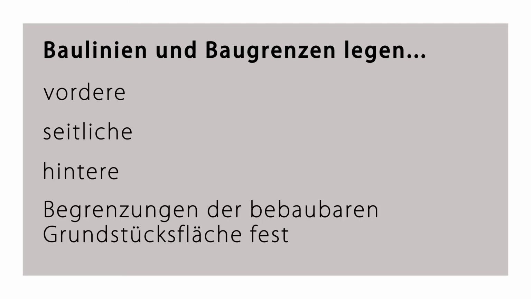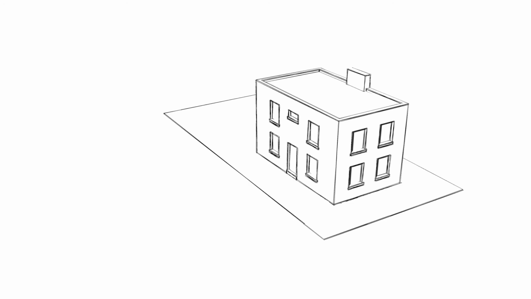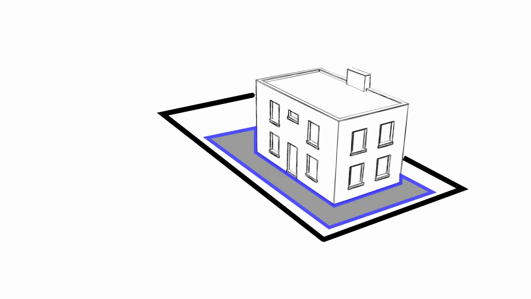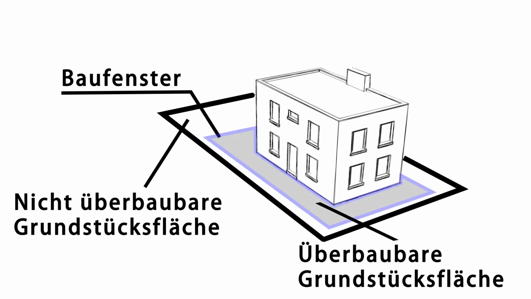Baulinien and Baugrenzen can define the front, side and rear boundaries of the area of a plot that can be built upon. An area enclosed by Baulinien or Baugrenzen on single or several plots is also called a Baufenster. Instead of a rear Baulinie or Baugrenze, a Bautiefe, that is measured starting from the front Baulinie or Baugrenze, can also be set.